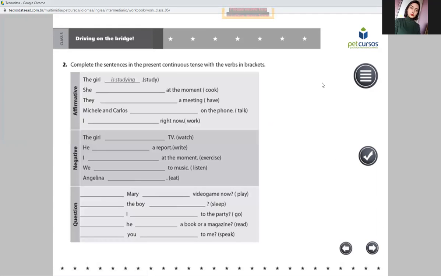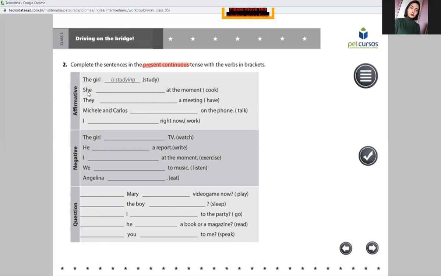So let's go to number 2. Can you read the instructions, please, for the exercise? Complete the sentence in the present continuous tense with the verb in the brackets. Brackets are the same thing as parentheses. So very good. You had to put everything in the present continuous tense and do the necessary changes, okay? So please, can you tell me what you did there?